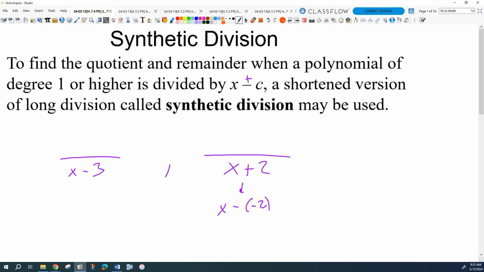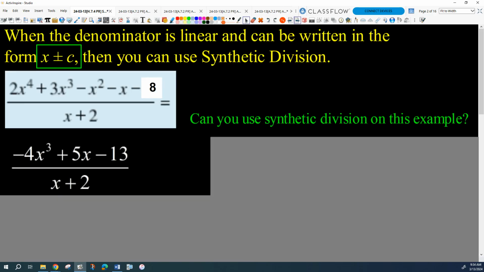But the coefficient of x needs to be 1. You can't have a number in front of the x. It has to be in the form x plus or minus some number. When it looks like that, then we can use synthetic division. Again, the denominator has to be of the form x plus or minus some number, c.